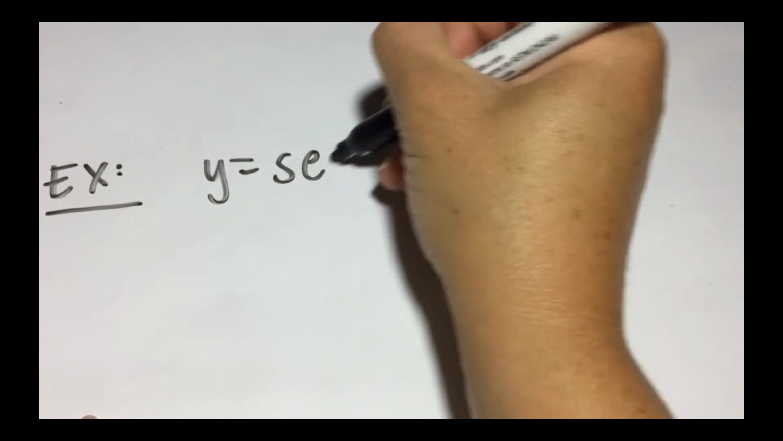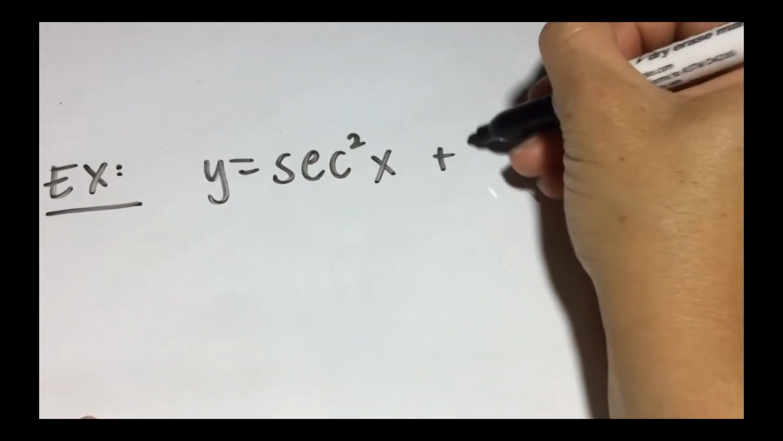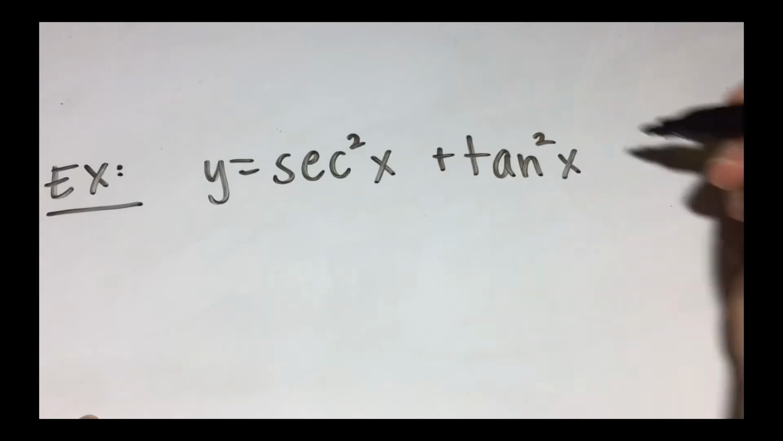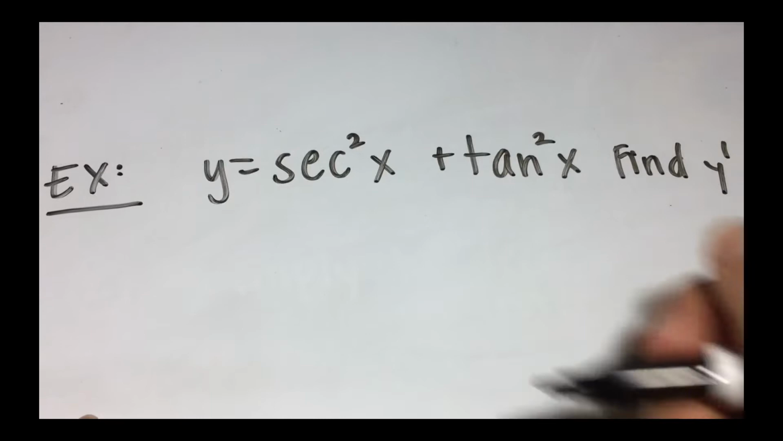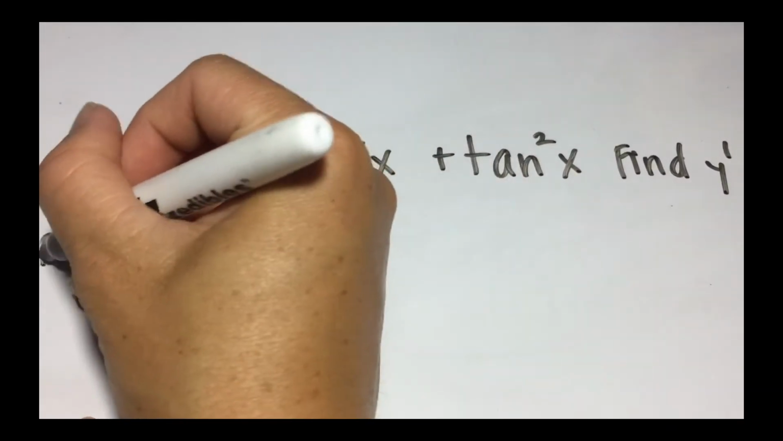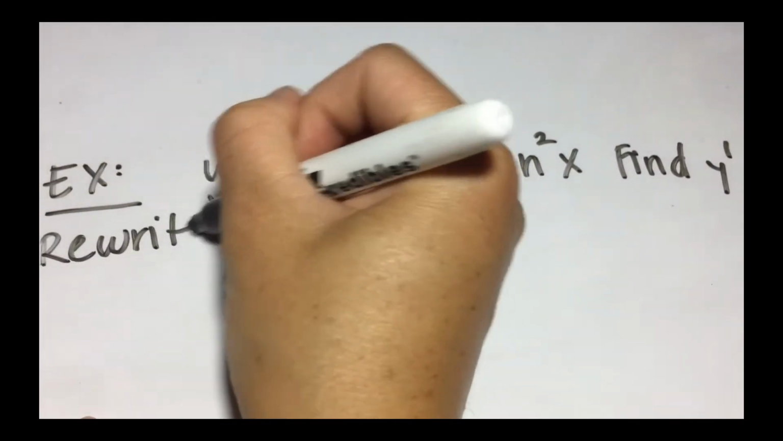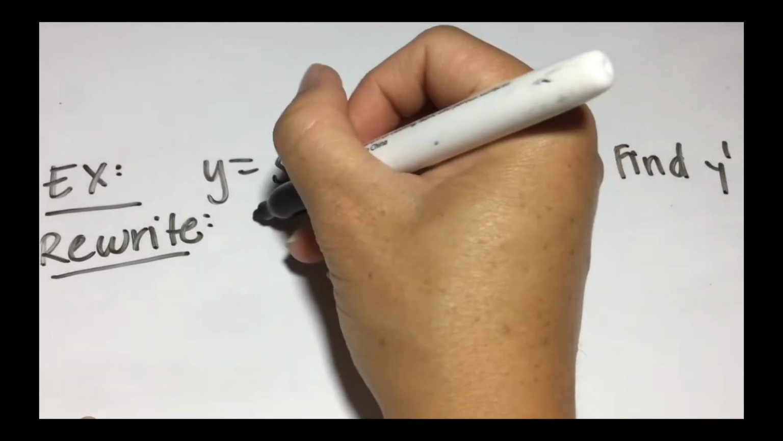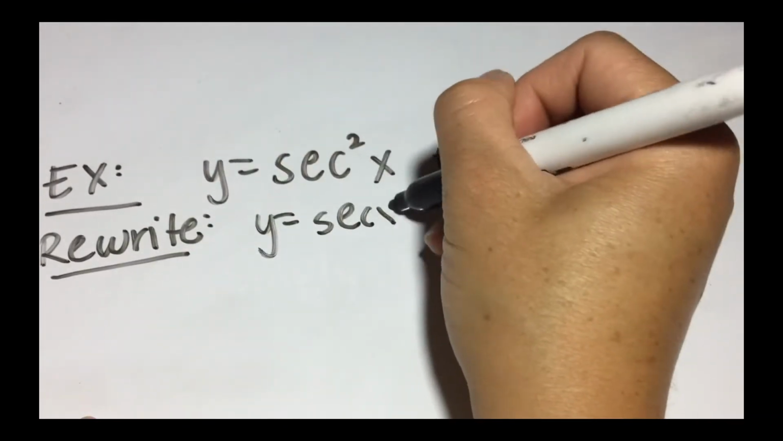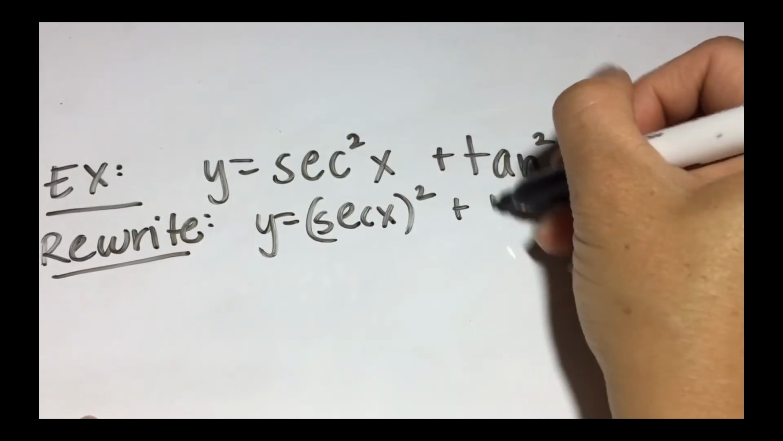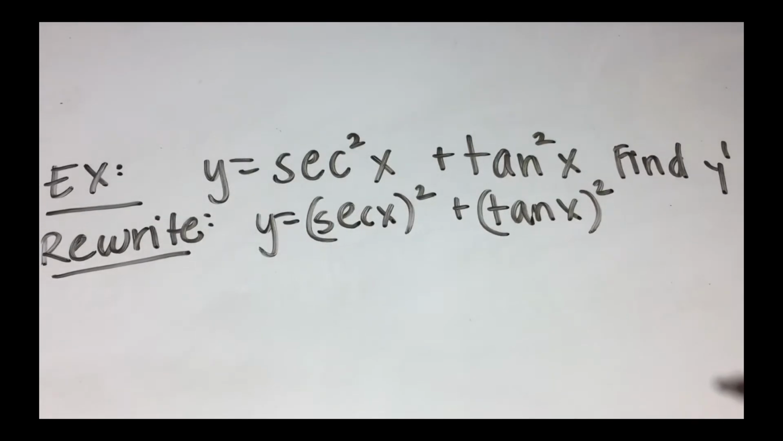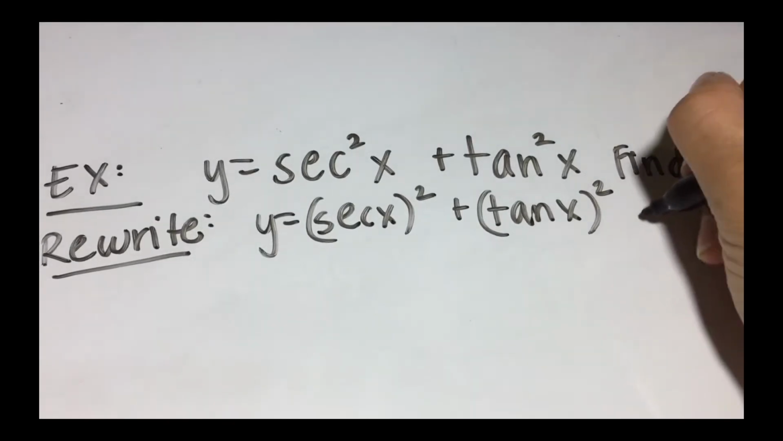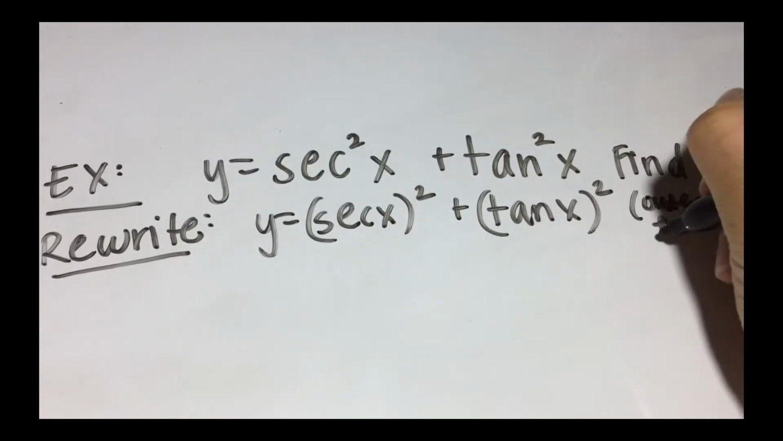For the first example, we have y equals secant squared x plus tangent squared x, and we want to find y prime. My first step is to rewrite this formula as y equals secant x with the squared on the outside, and then the same for our tangent x squared. And now this will allow us to see more clearly what our outer function is.